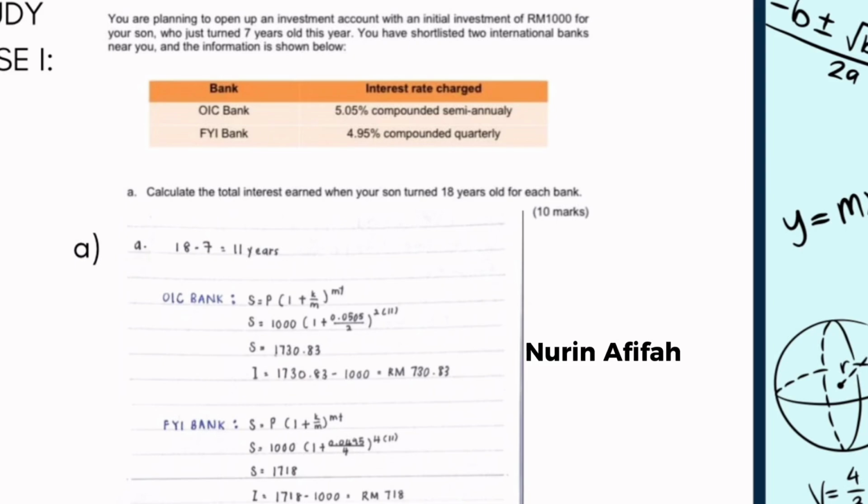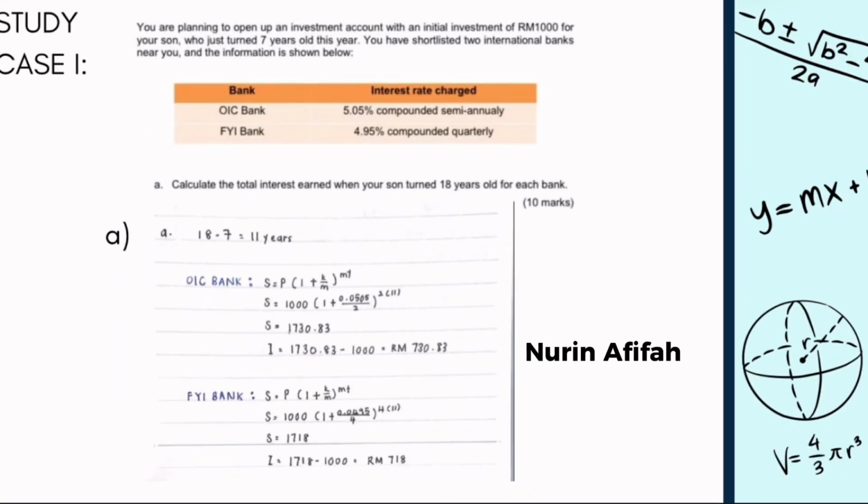First, the investment period is from age 7 to 18, so I calculate 18 minus 7, which equals 11 years. For this question, I will use the compound interest formula, which is S equals P, bracket 1 plus K over M, bracket power MT. Let's begin with OIC Bank. The interest rate is 5.05% compounded semi-annually. I will substitute the values: 100,000 ringgit is P, 0.0505 is K, M is 2 because it is compounded semi-annually, and T is 11 years.